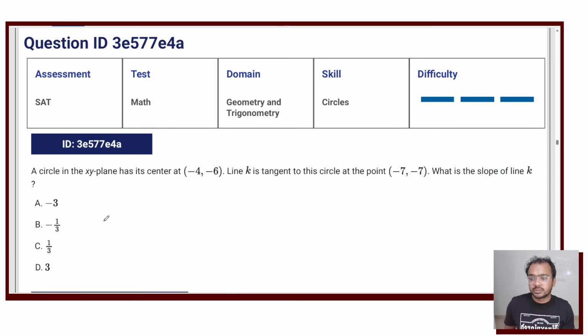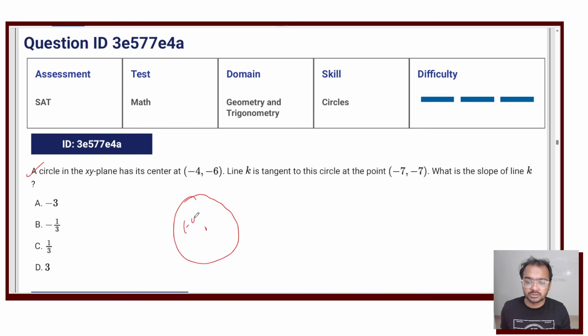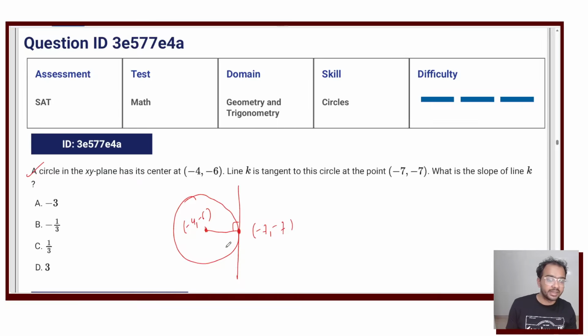Okay, let's see this one. There is a circle in the xy plane that has its center at -4, 6. Okay, let's try drawing that. This is the center coordinates. Line K is a tangent to the circle at the point -7, -7. So you will have some point here, -7, -7. And if you join this, you'll get the radius. And if you draw a tangent, we know that the radius and tangent are going to be at 90 degrees to each other. We need the slope of this line K.